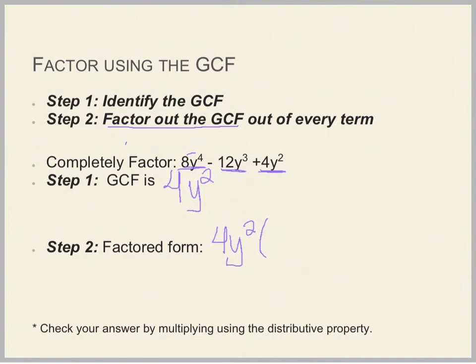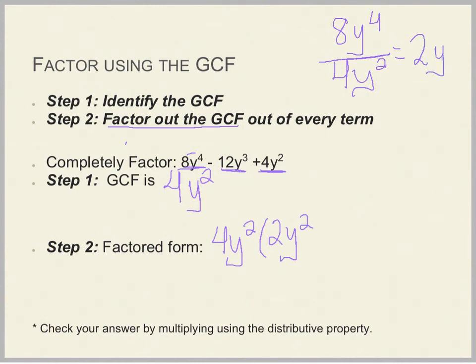Well, 4y squared times 2y squared would give me 8y to the fourth. What I'm looking at is I have 8y to the fourth. I'm essentially dividing or factoring out that 4y squared. So 8 divided by 4 is 2. Y to the fourth divided by y squared, remember when you divide you subtract, is y squared. So that is what is left inside of my polynomial.